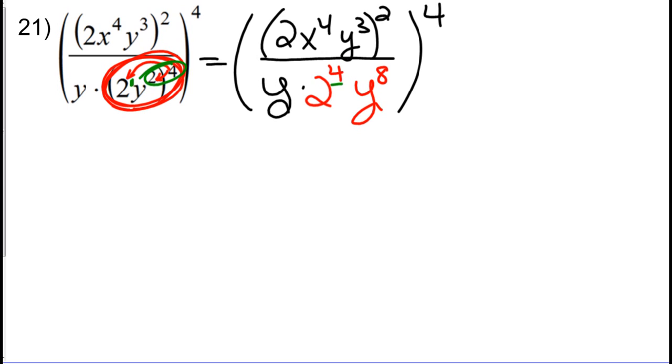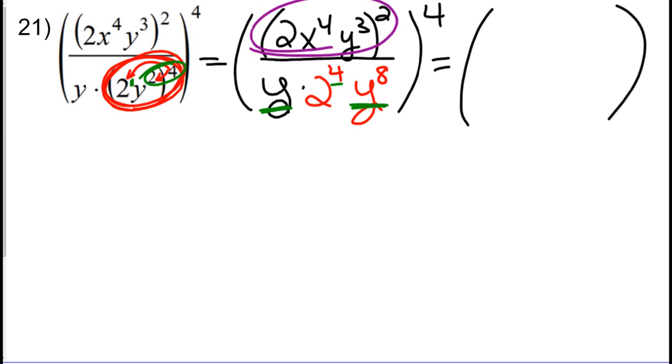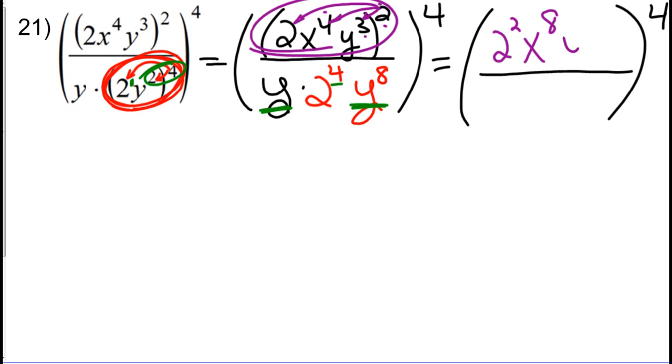Now I'm going to repeat this process with this right here. So again, I'm not going to change anything else, although quite frankly, I could take care of combining those two when I rewrite it. But what I'm going to do is make sure I've got my big set of parentheses, my one fraction bar, my fourth power on the outside, and then I'm going to make sure that this exponent of 2 gets applied to everything inside that set of parentheses. So it's going to be 2 squared, x to the, it's going to be a 4 times a 2, which is an 8, and y to the 3 times a 2, which is a 6.